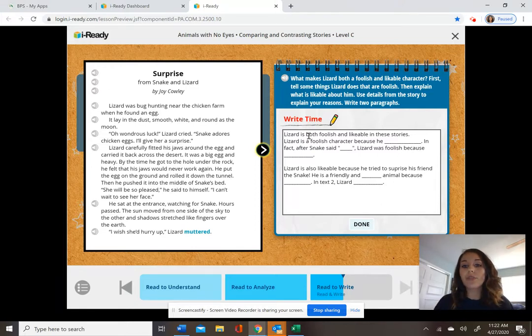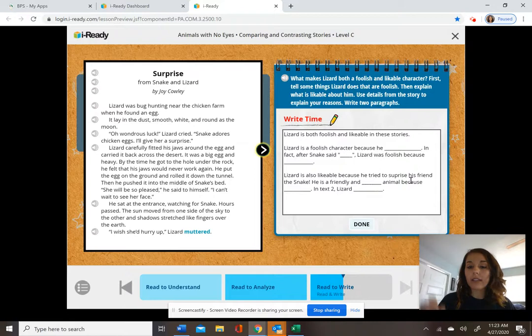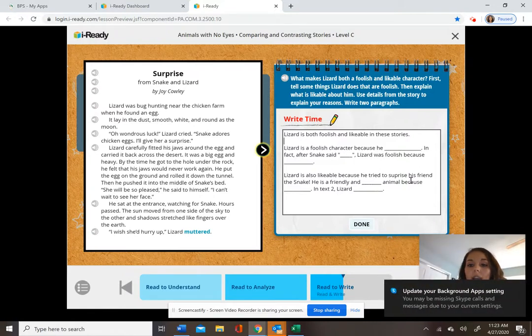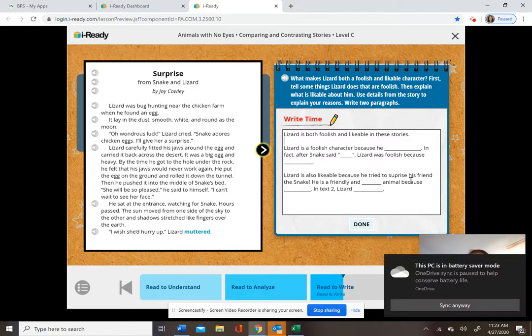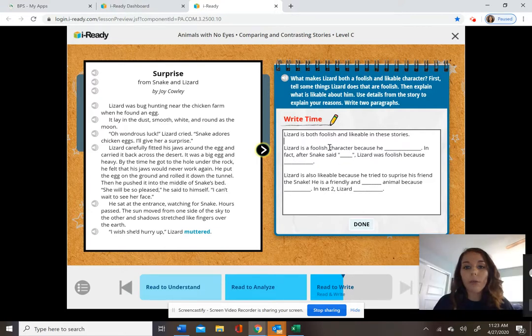So what does Lizard do in story 1? What does Lizard do in story 2? So I broke it up as a foolish paragraph. Let me do this to make it easier. I broke it up as Lizard being foolish up top, and then Lizard being likable at the bottom. But it's totally up to you. You're welcome to do how he is foolish in both stories and then how he's likable in both stories. Or if you want to just start with story 1, just story 2, whatever makes the most sense for you.